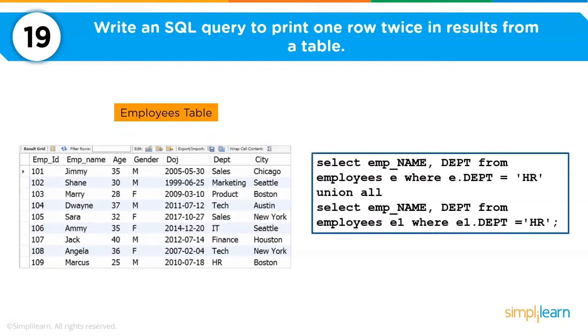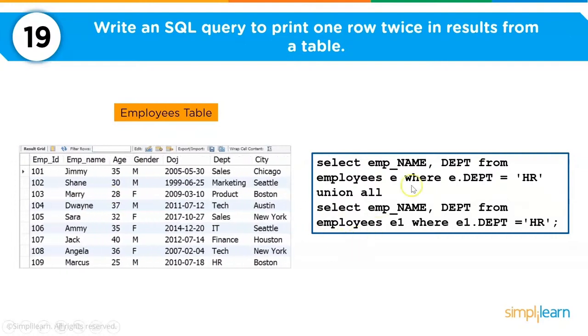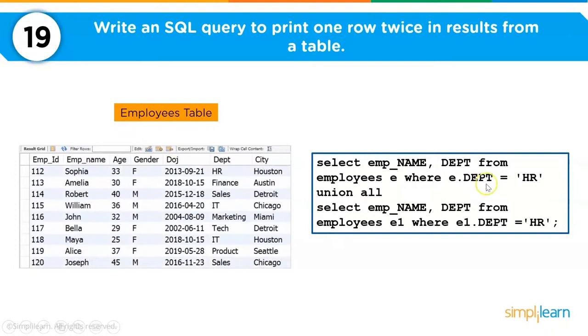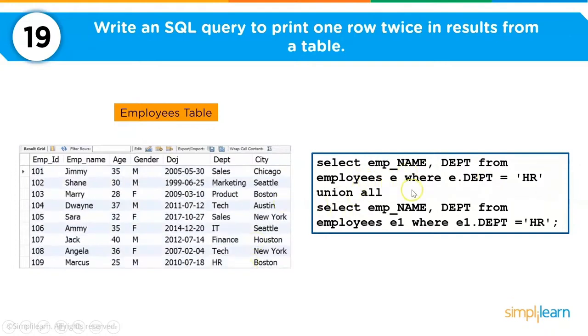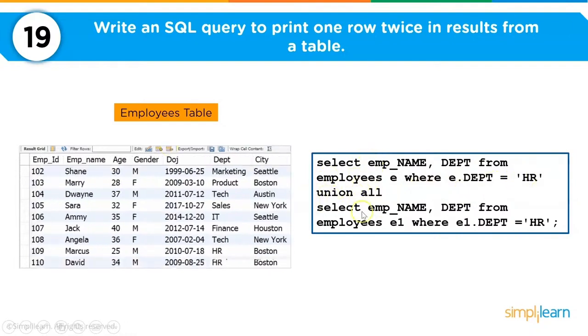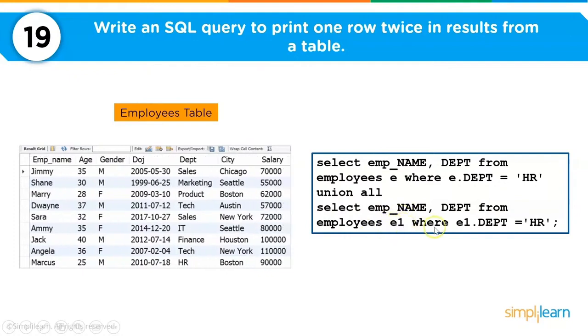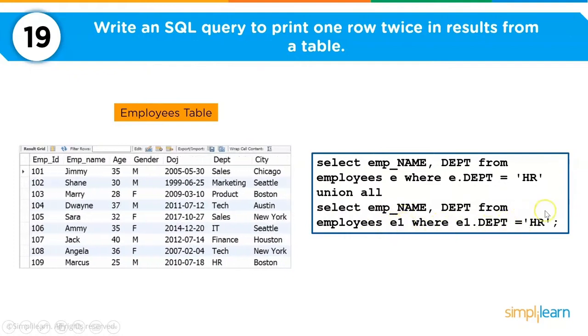So let's say I want to print the employee name and department for those employees who are from the HR department. Now to do this, we can use the UNION ALL operator. You can see it here. So I'm selecting my employee name, the department from my table employees as E. Then I'm giving my where clause where E dot department equal to HR. And then I'm using the UNION ALL operator. Then I'm again selecting my employee name, department from employees with another alias as E1 where E1 dot department equal to HR. So let's do this.